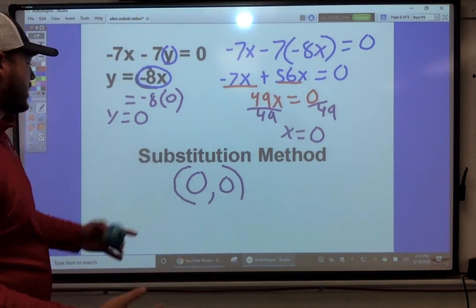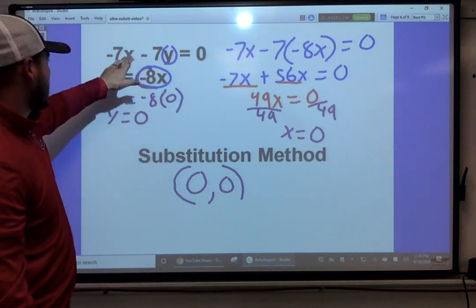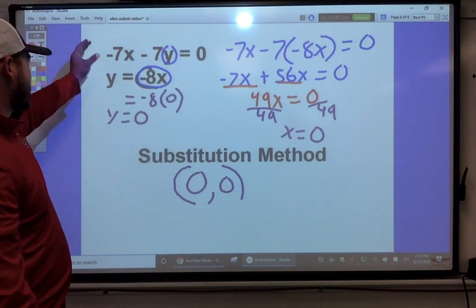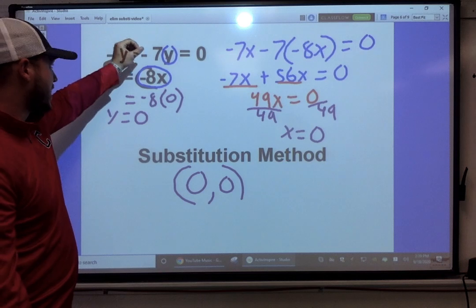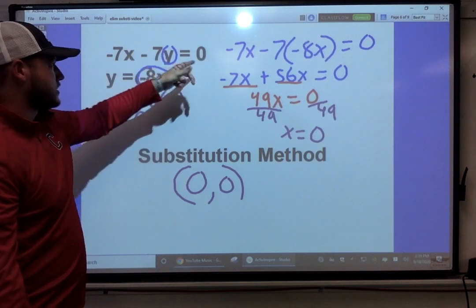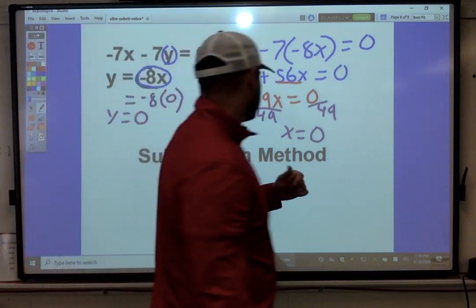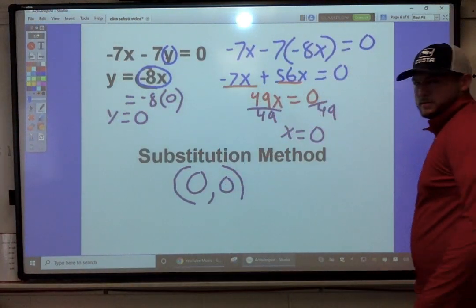Now let me just show you. If we plugged in a 0 for x up here and a 0 for y, obviously negative 7 times 0 is 0, minus 0 equals 0. So we solved this system of equations using the substitution method.